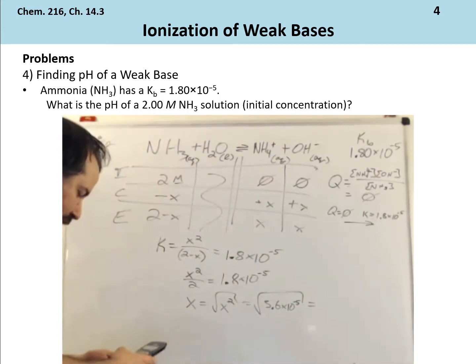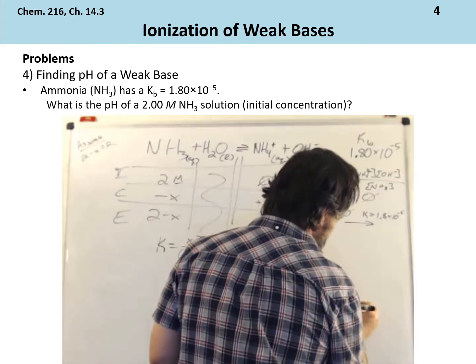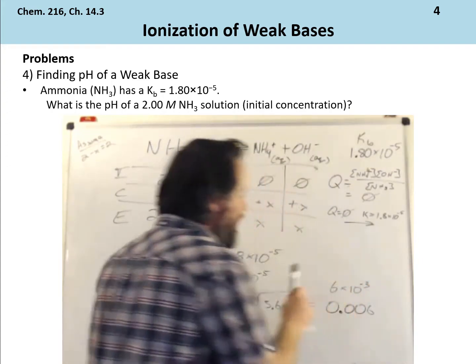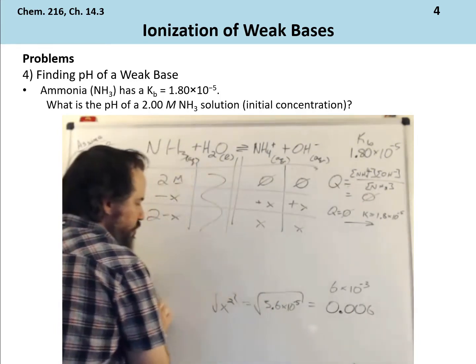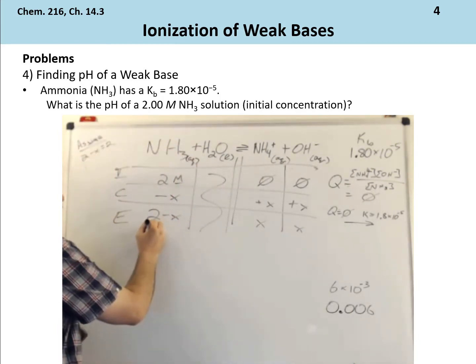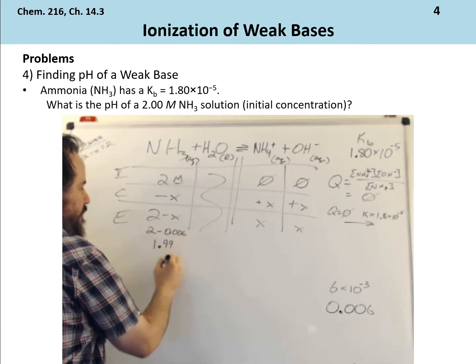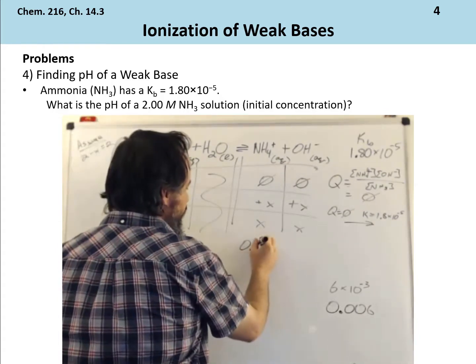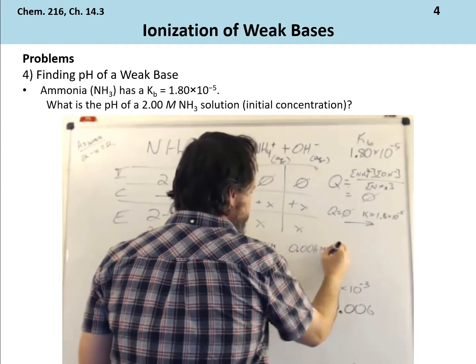Let's go ahead and see this. 3.6 e to the negative 5. Square root that, I get 6.006, or 6 times 10 to the minus 3. Either one is fine. That's my value for x. Now I can go ahead and I can use that. Okay, so this would be 2 minus 0.006. It's going to get me 1.994, or just 1.99 molar. This is going to be 0.006 molar, and this will be 0.006 molar.